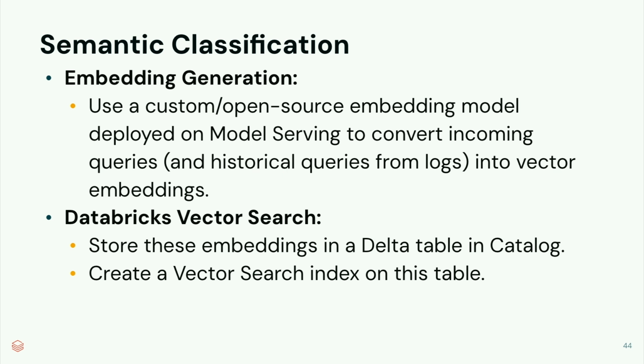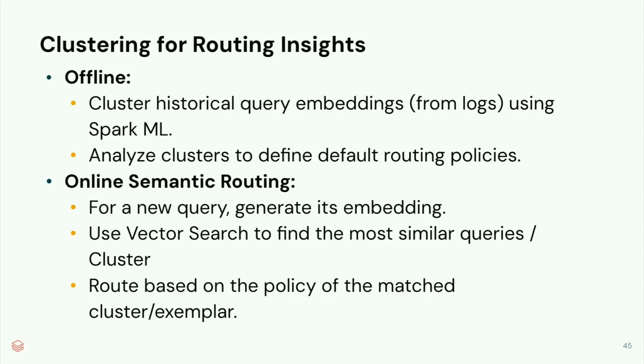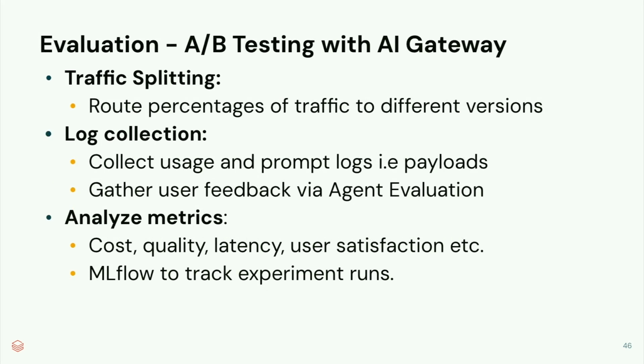On the semantic classification, what we talked about is that you can have open source or any kind of models deployed on model serving to convert the incoming queries into vector embeddings, and this is something you can use for semantic classification and finding what similar queries have been served and which LLM router model was chosen for them. Vector search, we have already talked about. So, offline clustering using the logs and Spark ML. And in online semantic routing, whenever a new query comes in, it generates an embedding based on the model we are already using, and uses the vector search database to find similar queries and find the best LLM for that.